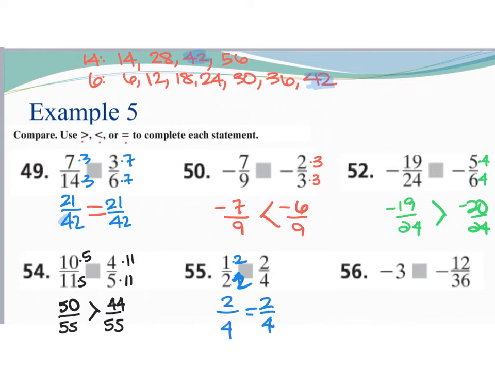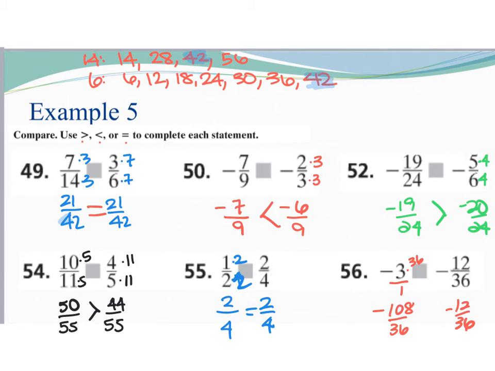Now for 56 here, I'm just going to refresh your memory that my denominator is really 1 on that -3. So I can see that I have 1 and 36. The least common multiple will be 36. So I'm going to multiply 3 by 36. And this is going to give me a -108. And then I have a -12/36. And again, my smaller negative is actually going to be bigger.